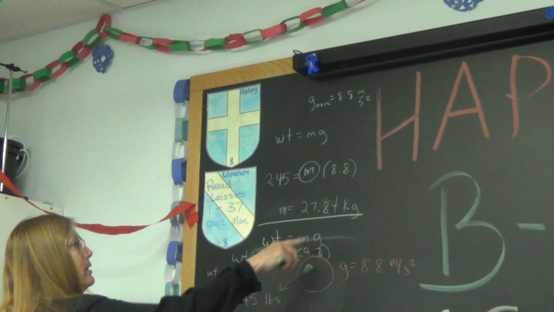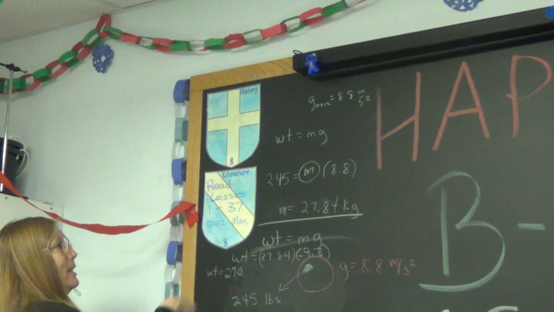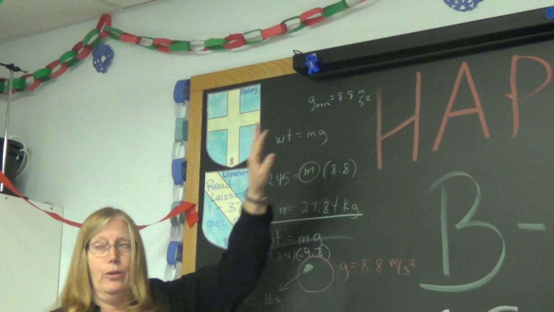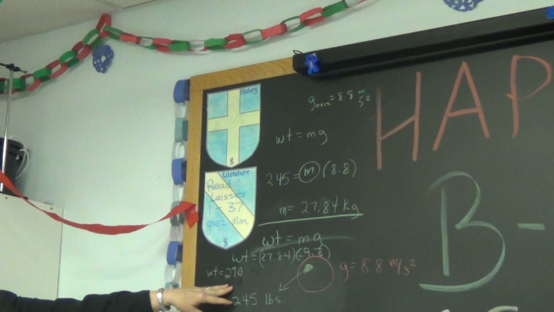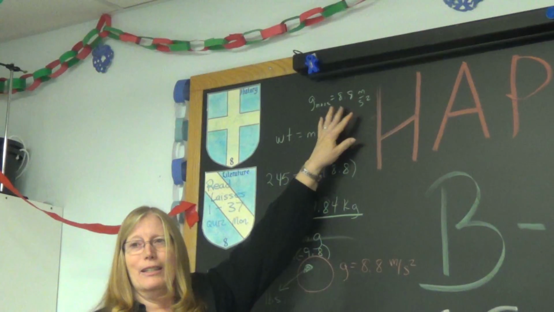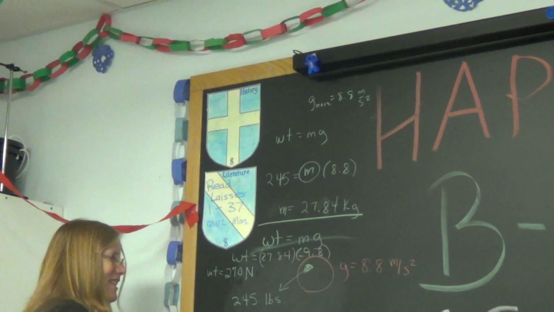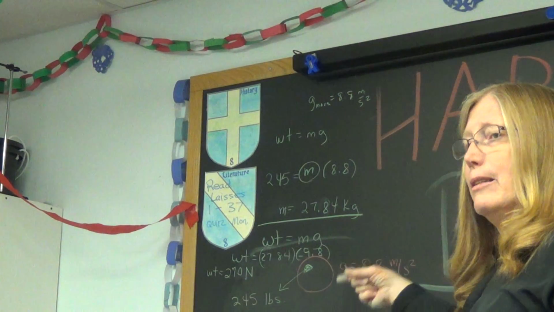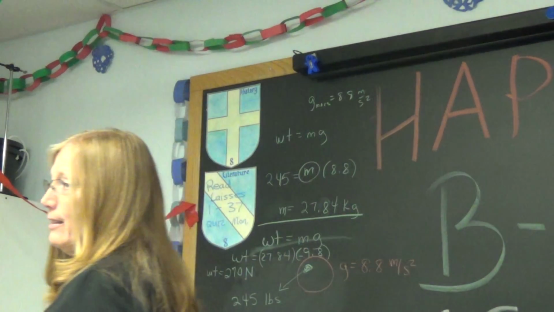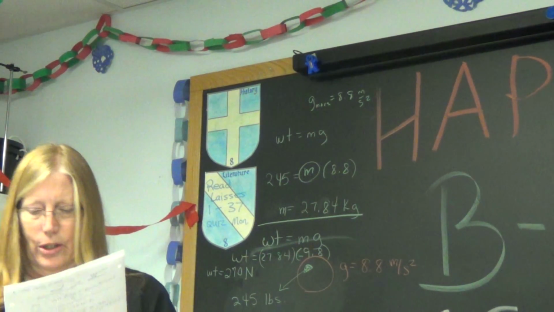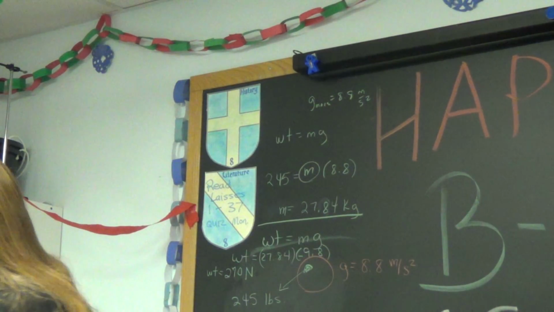Since we started in meters per second squared, what unit are we in? It's newtons. If you're working in meters, that tells you you're in the metric system, and newtons is a metric unit. Pounds is what they call an English or American unit. So 270. Did you get 270 newtons?